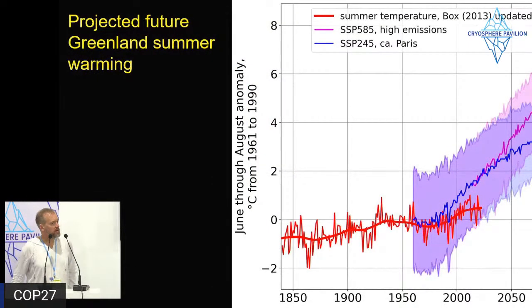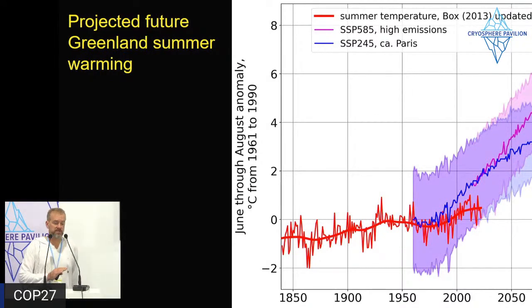So here are Greenland temperatures on the red curve from 1840 to 2022. There has been 1.2 Celsius of summer Greenland warming over the past century. I'm using that as the baseline here. And on top of that, I put the CMIP6 summer temperature projections for Greenland only.